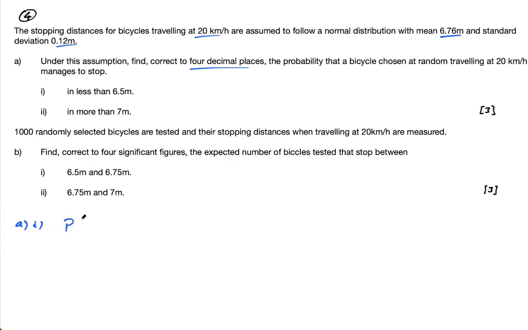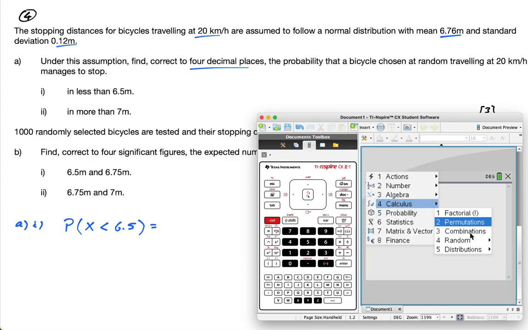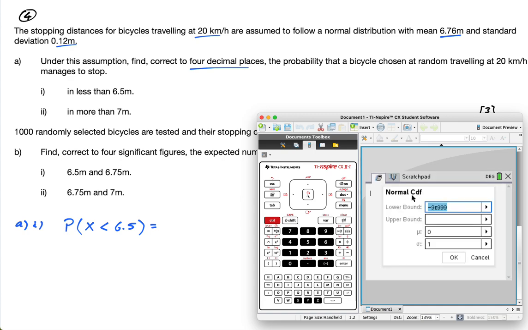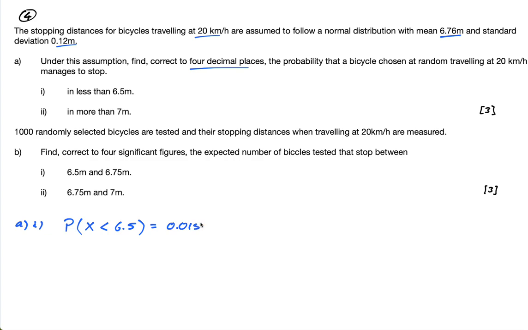Okay, so this, guys, I think is not difficult. So I'm going to do the probability. We can just go with x is less than 6.5 is equal to. Take out your calculator, menu, probability, distributions, normal CDF. Our lower bound is minus infinity, which is already there, and our upper bound is 6.5. Our mean, we know, is 6.76, and our standard deviation is 0.12. Press OK, and we get 0.01513.